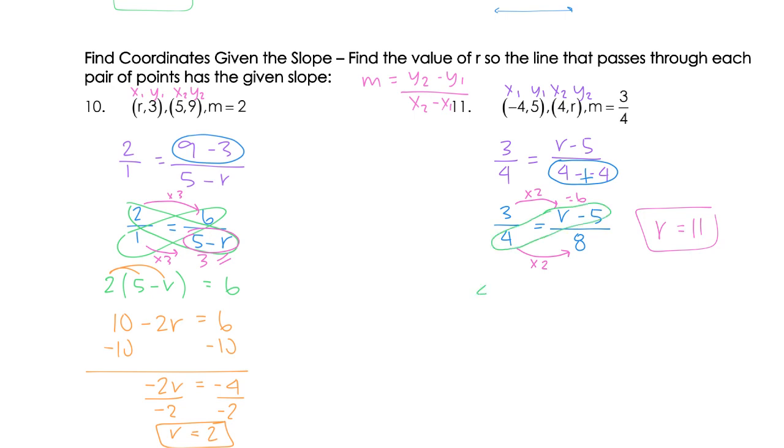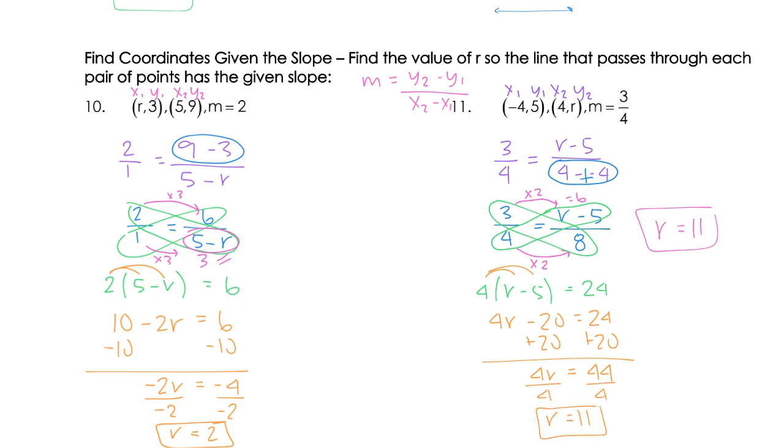So we have 4 times r minus 5 equals. So again, if that pink part did not make any sense to you, that's totally fine. Pretend it's not there, and we're going to continue solving just like we did on number 10. So then 3 times 8 would give me 24 here. And then again, we distribute. So 4r minus 20 equals 24. Add 20 to both sides. And we have 4r equals 44. Divide both sides by 4, and r gives us 11, like we said it was supposed to when we did our mental math.